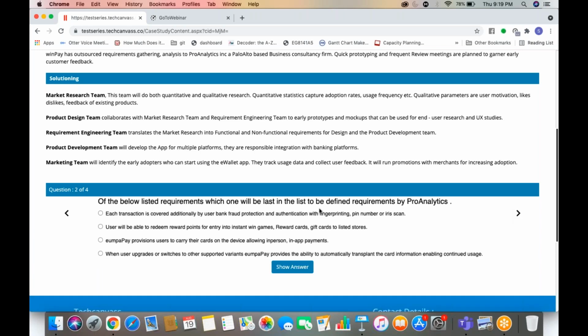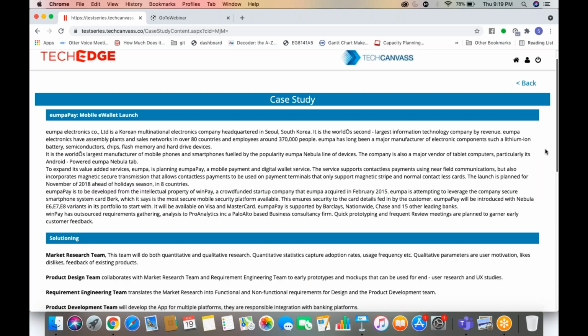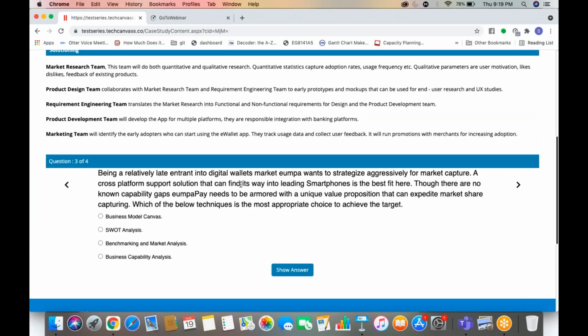Now you see this question. You are a late entrant into the digital wallet. Whenever you see any question of 3 or 4 lines, 100% it is a scenario based question. Now they're asking about capability, and once again they're asking about the techniques. Most of the case study based questions will be from the techniques only. They're asking which is the best technique to solve this problem.